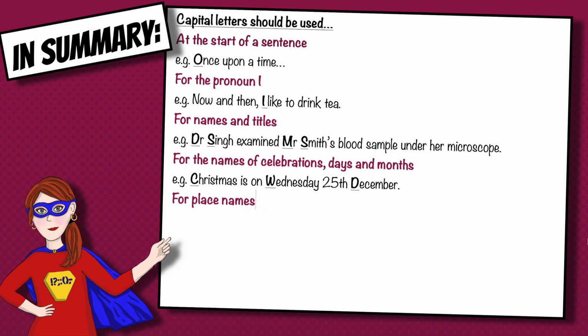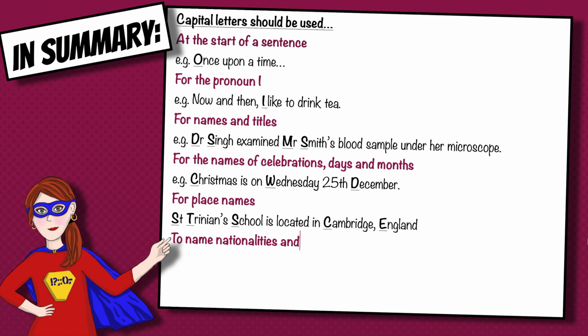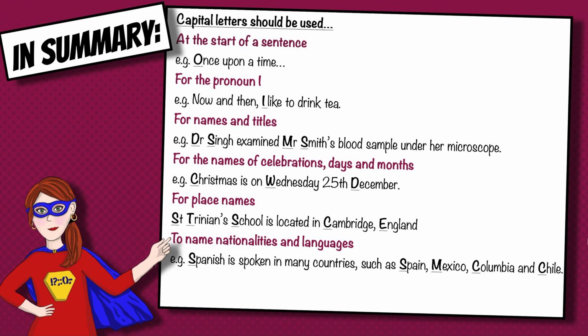And then we have here for place names. So, for example, we've got St. Trinian's School is located in Cambridge, England. Then we have to name nationalities and languages. So, for example, Spanish is spoken in many countries such as Spain, Mexico, Colombia and Chile. So, the name of the language, Spanish, would be capitalised.